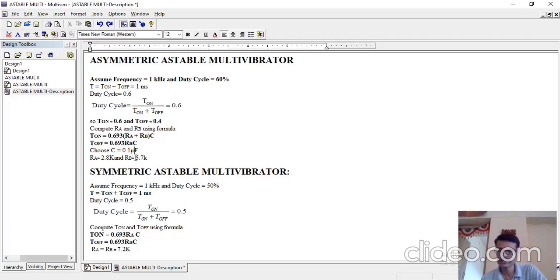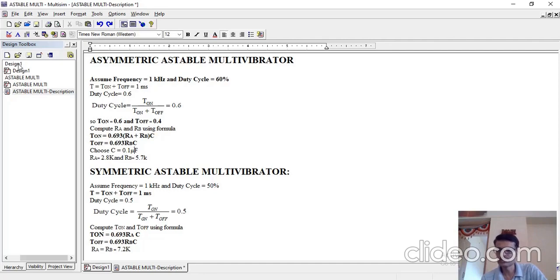I'll get the answer as 5.7 kilo ohm. Now going back to this formula, I can substitute RB, C, 0.693 as constant and T on equal to 0.6 millisecond. I'll get a value of RA equal to 2.8 kilo ohm. So now we will design a circuit for this.